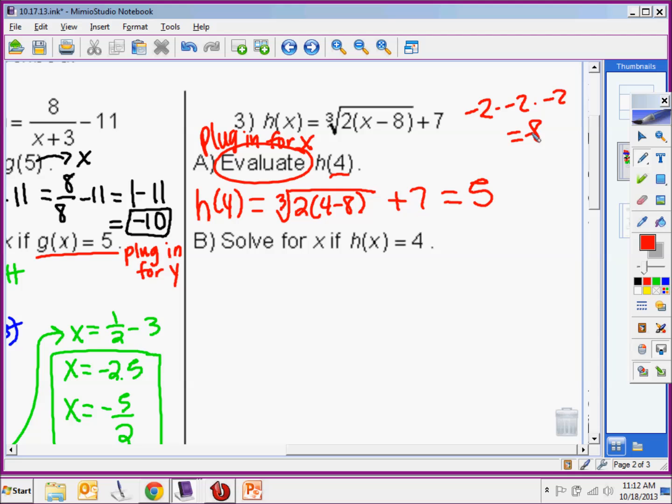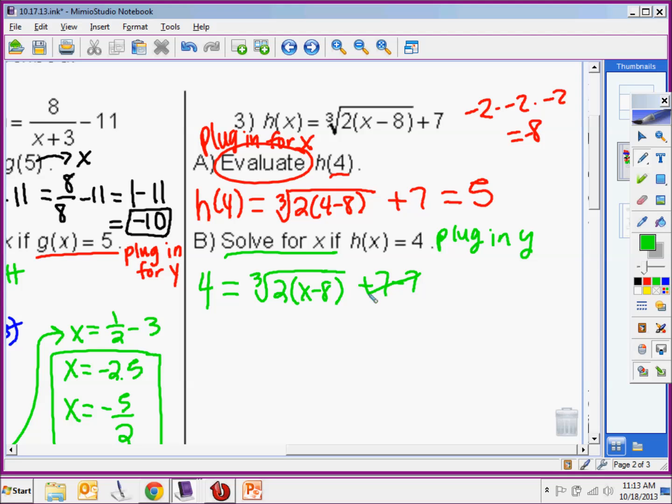All right, solve. When we solve, we do what? We plug in y. So wherever y is, I'm going to plug in a 4. So 4 equals the cube root of 2 times x minus 8 plus 7. How do I get x by itself? Subtract 7 from both sides, cancels out, and I'm left with negative 3 equals the cube root of 2 times x minus 8. How do I get rid of a cube root? You cube both sides. It's the key to unlock it, so it sets it free.